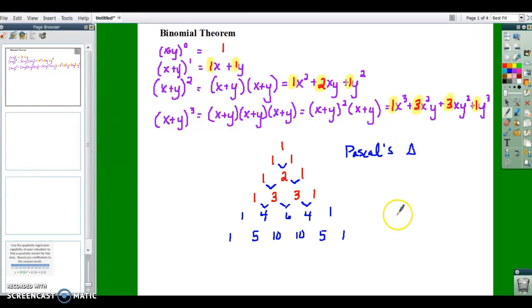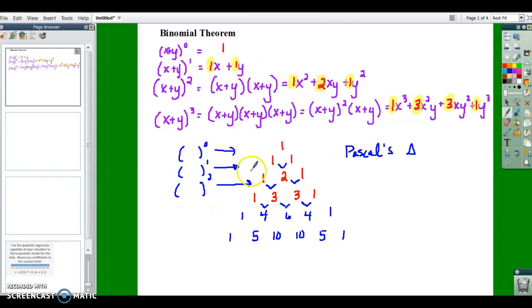Pascal's triangle. And basically what this says is if I'm raising any binomial to some power, I can get my coefficients, or at least part of my coefficients, from this triangle, right? So if you think of this first one as something to the 0 power. This next line is something to the first power. This next line here is something to the second power.